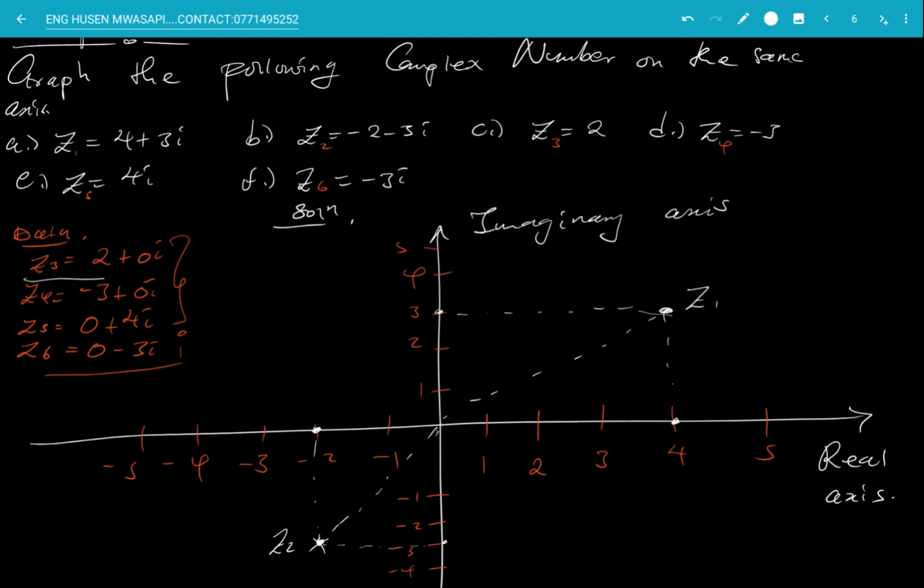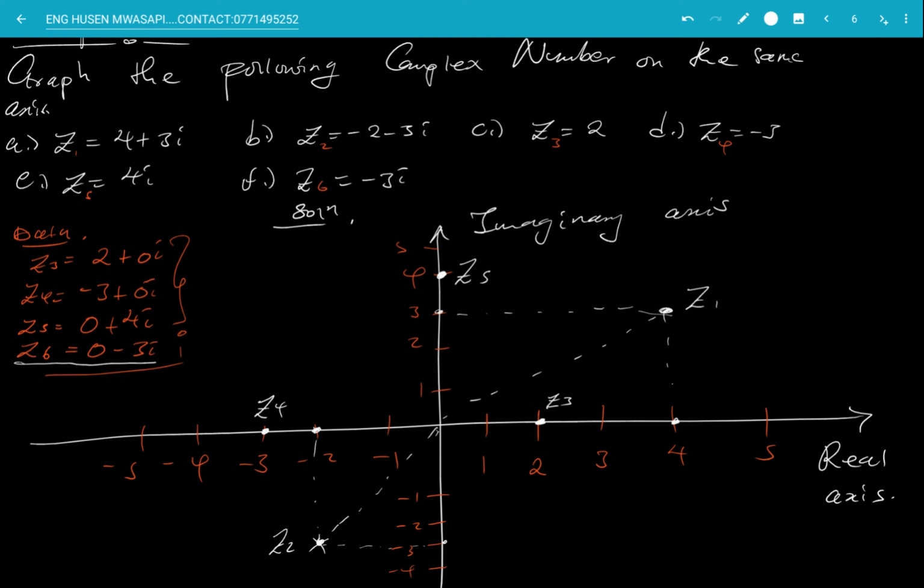Z3 is simply here. Z3 is positive 2 on the real and 0 on the imaginary. So this point will be Z3. Z4 is negative 3 on the real and 0 on the imaginary. So this point will be Z4. Then Z5 is 0 plus 4i. So it has no real, but has an imaginary of 4. So we go 4 units on the imaginary axis. And this is our Z5.